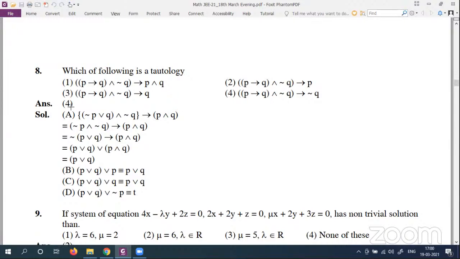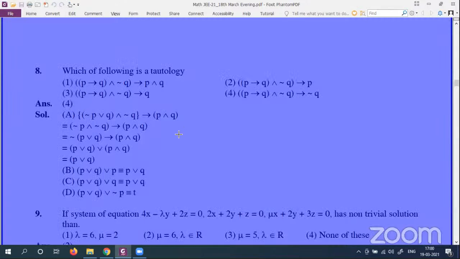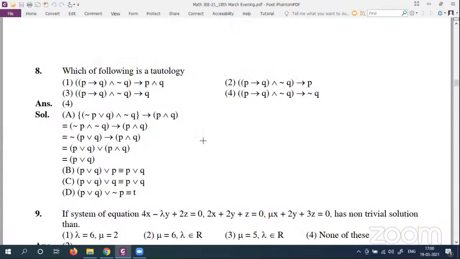Right? So we get option 4 as the answer. Option 4 satisfies. Tautology means what? A statement which is always true. So option 4 will always be true.